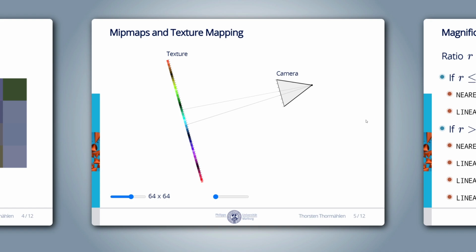Why do we need mipmaps for texture mapping? Here you see a camera, and let's assume these small black lines indicate the borders of each pixel in the camera's frame buffer image. The camera is observing a 3D plane, and the texture is applied to this plane. When we move this slider here, we can change the resolution of the texture image. Let's set it to 64 by 64 pixels.